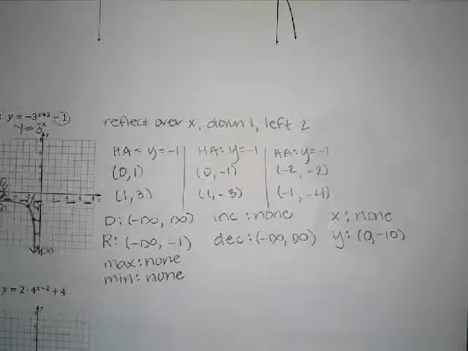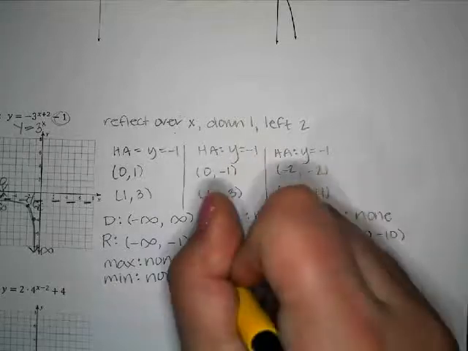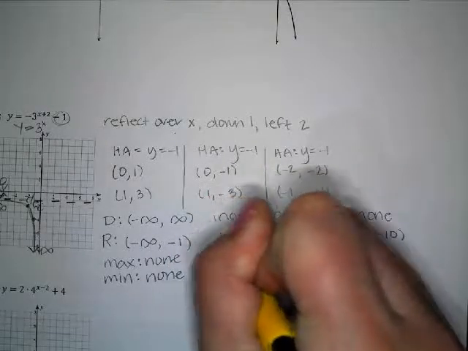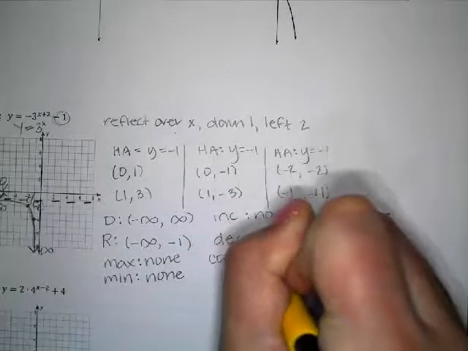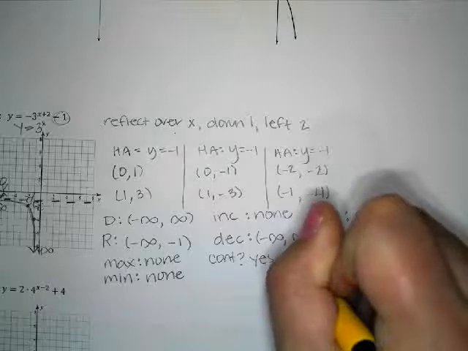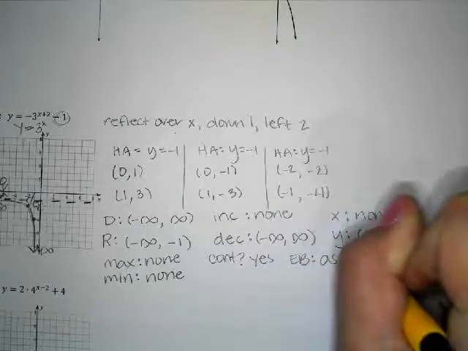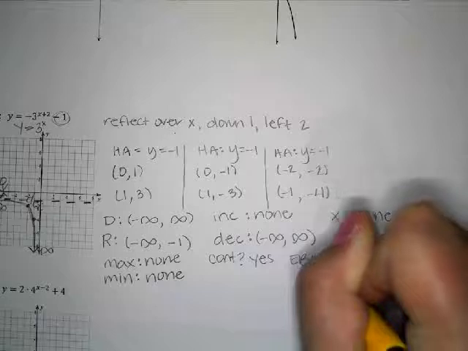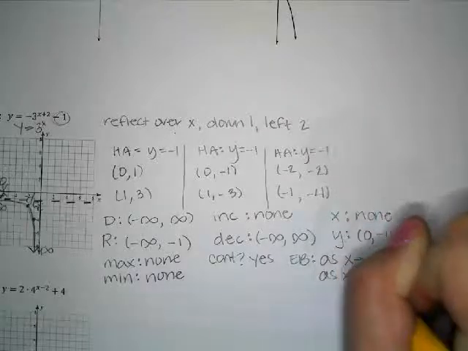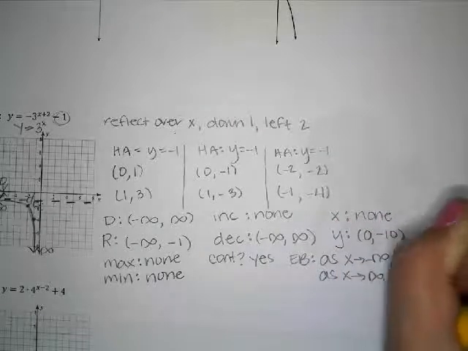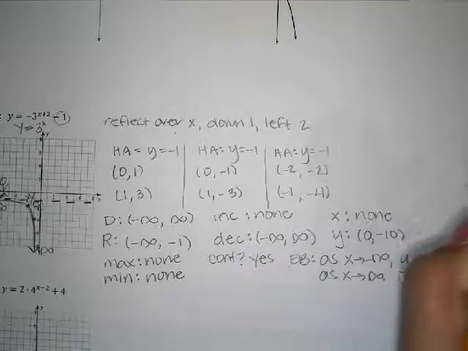Is the graph continuous? Yes. Okay, and then end behavior. These graphs always continue. Yes. And is the end behavior still like the other ones where you put the horizontal asymptote for both? Yeah.